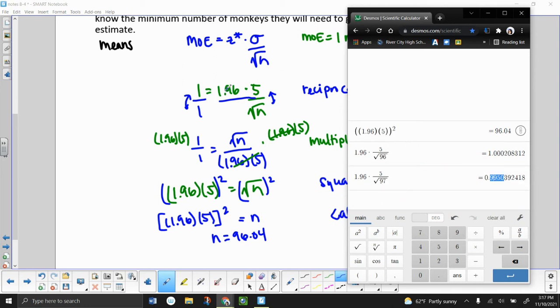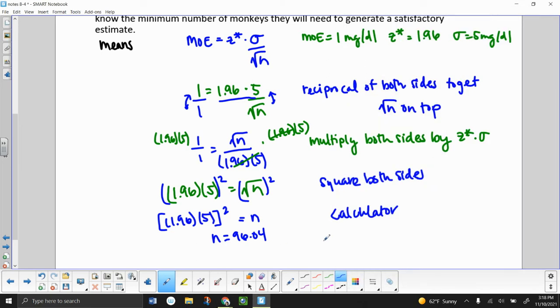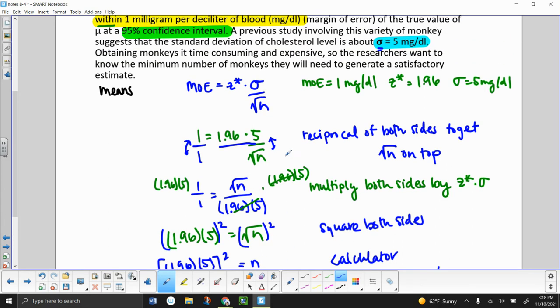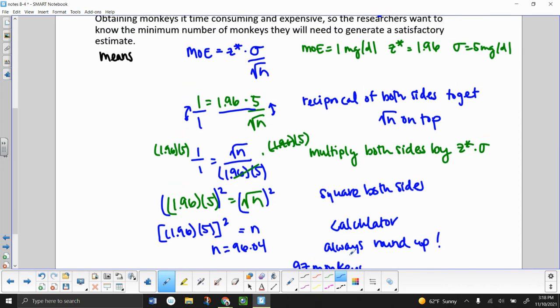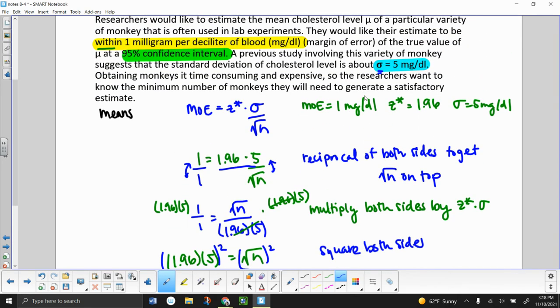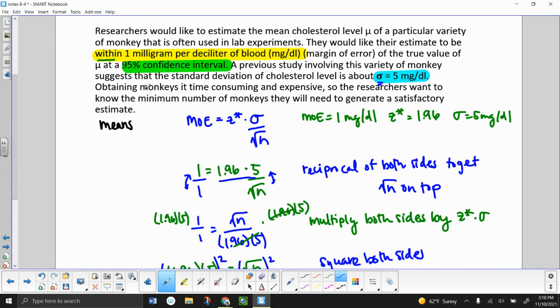under 1. So remember that we want our margin of error to be within 1 milligram per deciliter. Since this number is just over 1, that's why we always round up for our sample sizes, to make sure that we are under the margin of error that we want. So we need 97 monkeys. In context, we need 97 monkeys to be within 1 milligram per deciliter of our estimate at a 95% confidence interval.